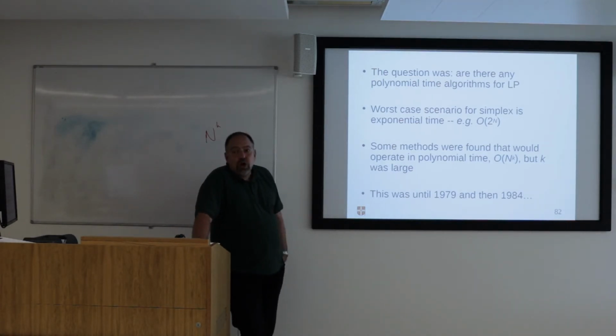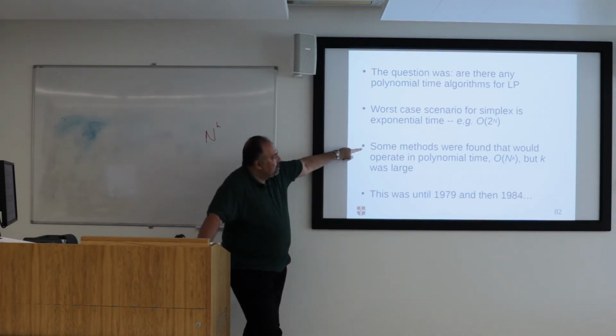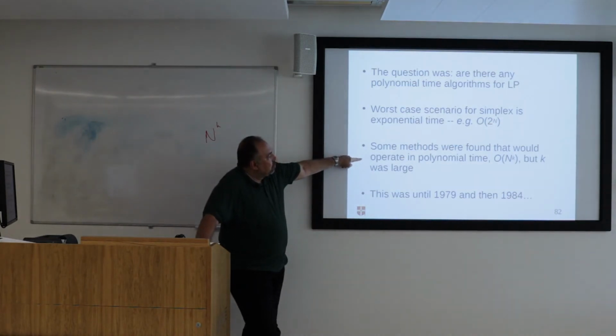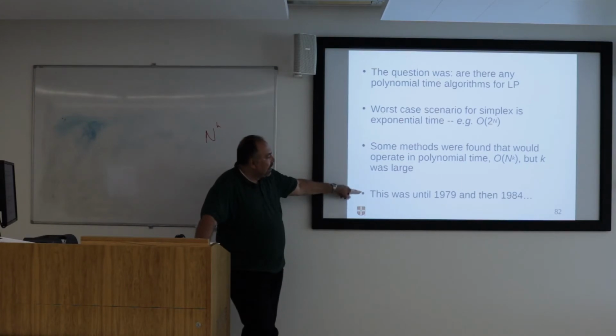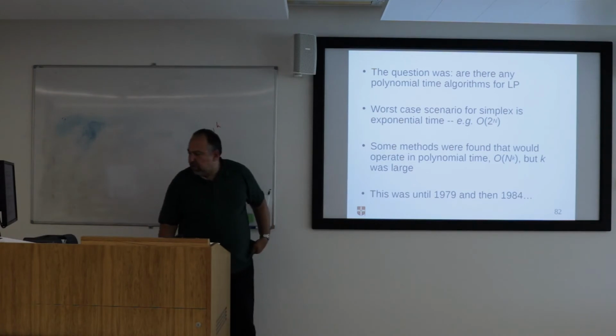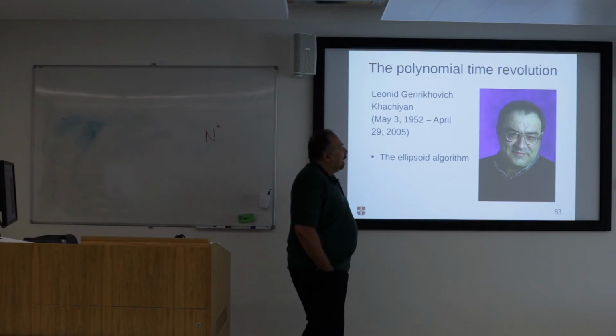And there is no known bound for the simplex algorithm. It can perform very badly, although in practice it doesn't do so for fairly large size problems. Some methods were found that would operate in polynomial time, but k was very large. And that was until 1979. And then in 1984, the following happened. It was the polynomial time revolution.